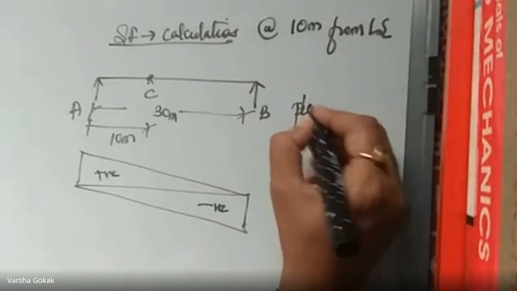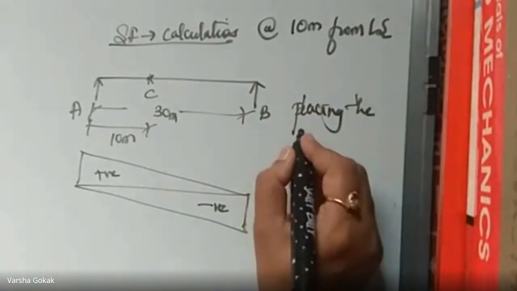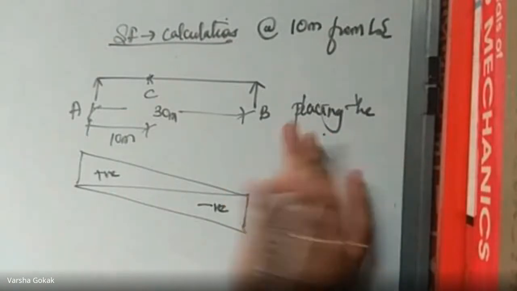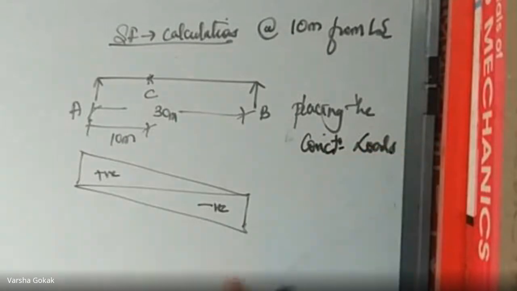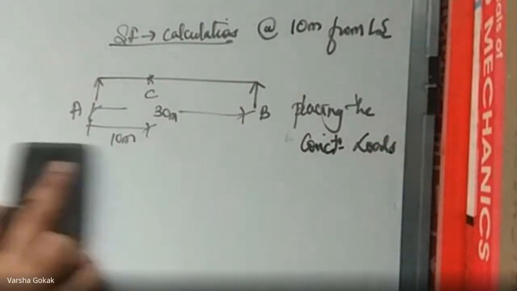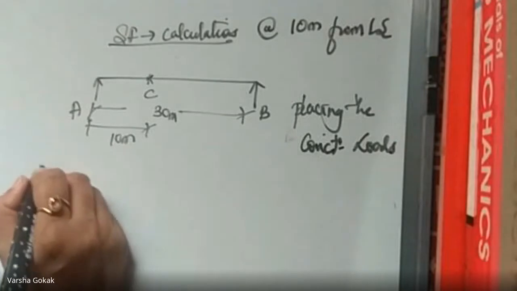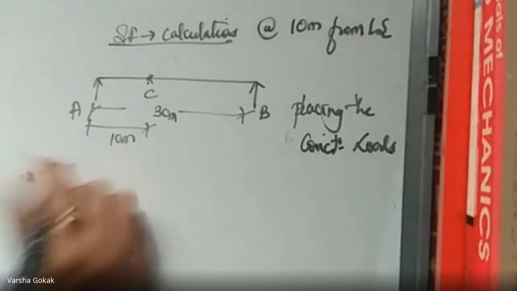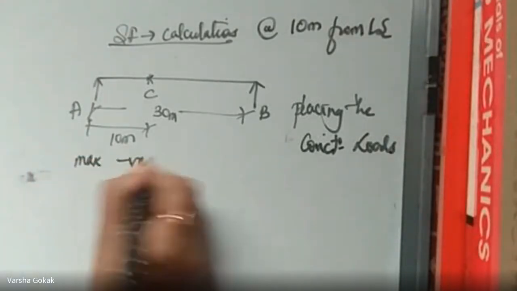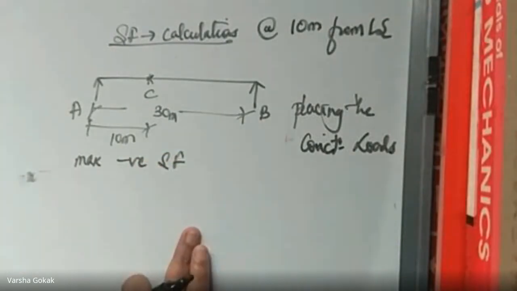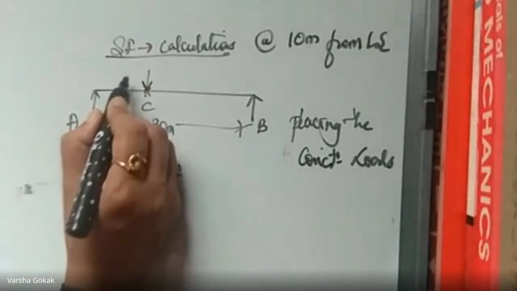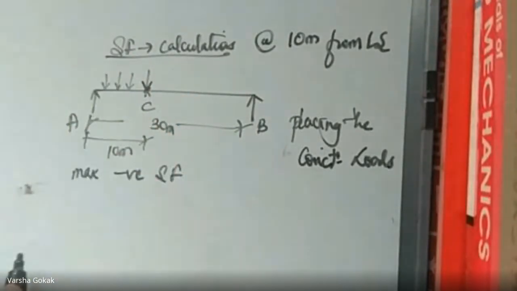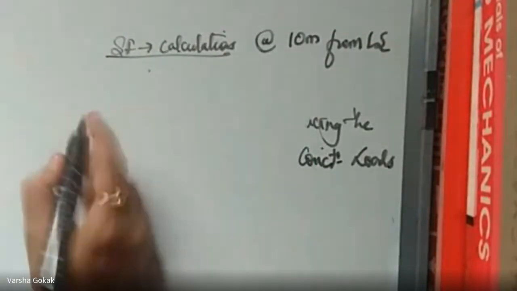So placing the train loads, or instead of train loads, concentrated loads, is important. First I will do it for negative shear force. When I want to find the maximum negative shear force, I will place the first load exactly at point C and the rest of them continued like this. If I draw it neatly, it will look like this.